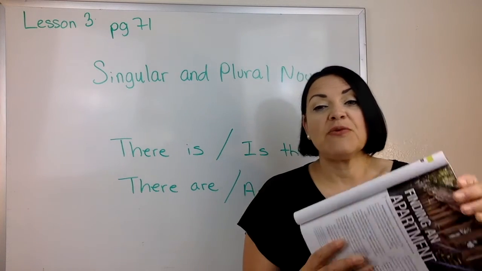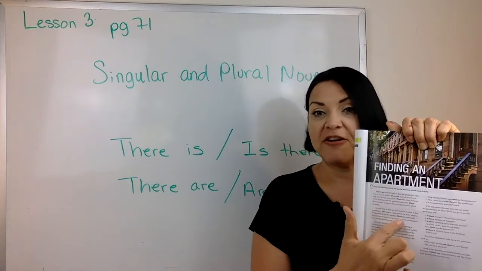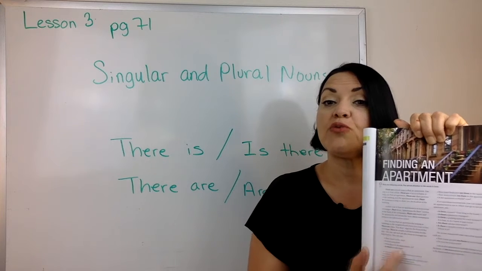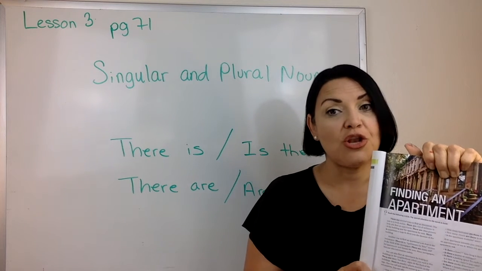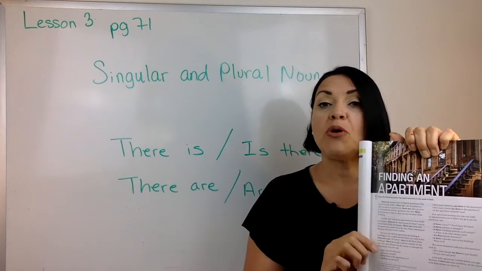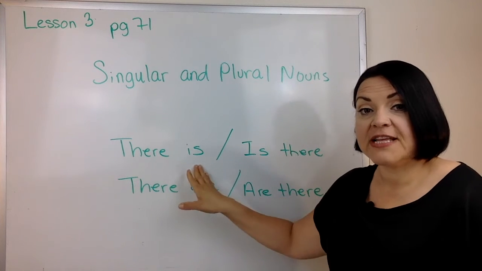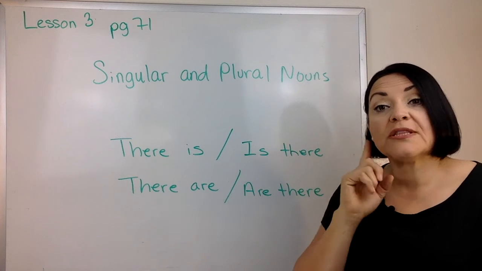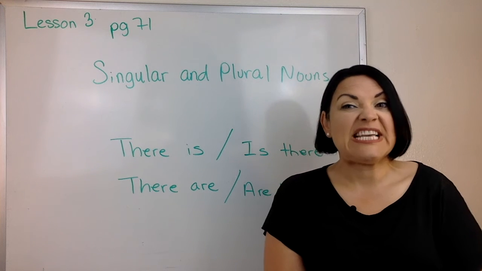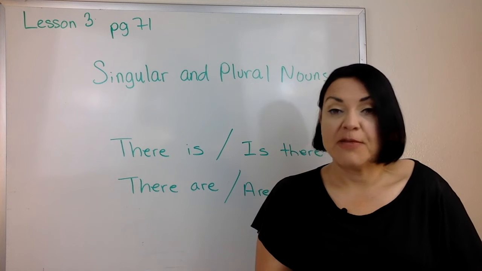So on page 71, I'm going to read this passage, these paragraphs. At the bottom, this will show you the words that you may not know, and it will explain those words. So the ones that are in bold, in black, are going to be there is and there are. So listen and follow along and see how it's being used in a sentence. So we're going to read "Finding an Apartment."